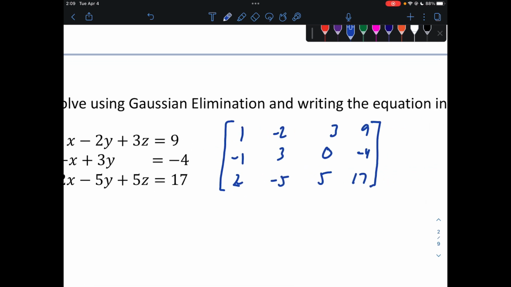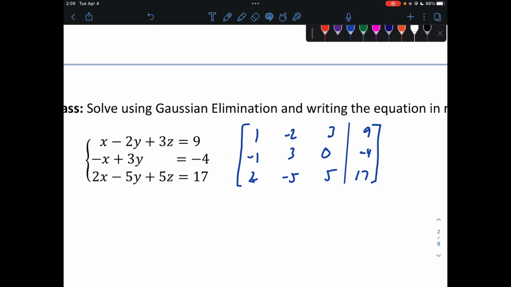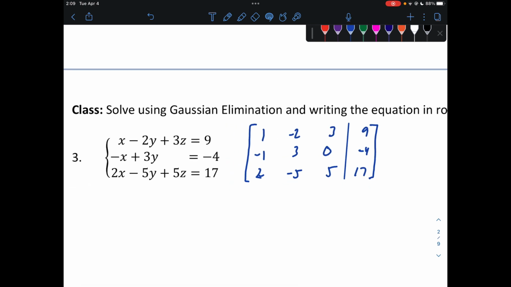And then we like to separate the left side from the right side using this vertical bar. That's called a matrix. There are 3 rows in that matrix and 4 columns. And what we want to do is use Gaussian elimination to write it in row echelon form.